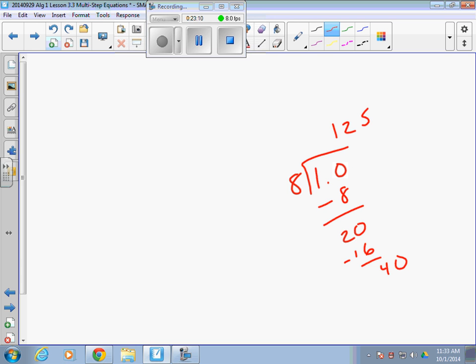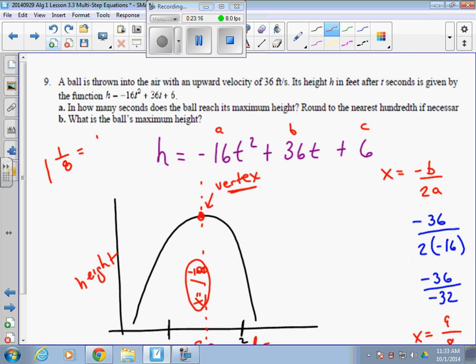So 1.125. 1 and 1/8 is the same thing as 1.125. Most of y'all would rather use the decimal equivalents anyways. 1.125, that's how many seconds it is. So how many seconds pass by? The amount of seconds is 1.125, or when it says round to the nearest hundredth, we're only going to go one space after the decimal. We're going to make that 1.13 seconds. That's how long it takes to get to its highest point.